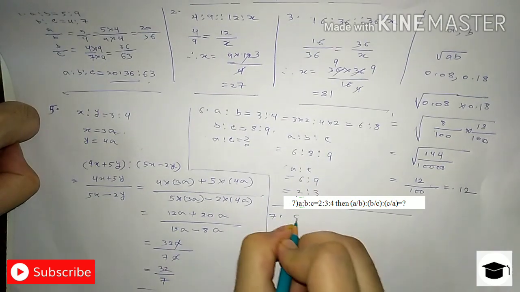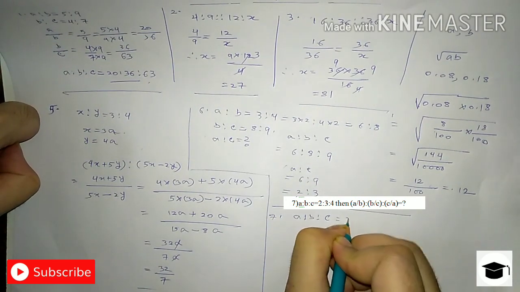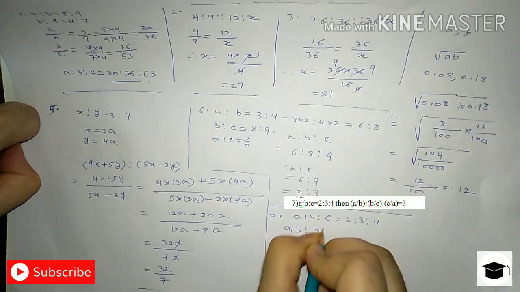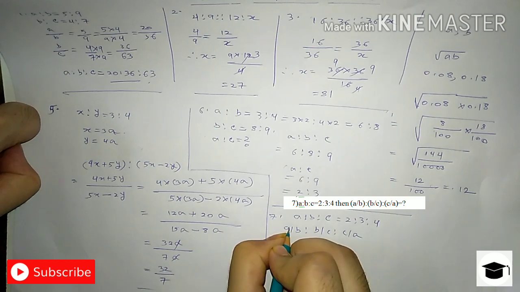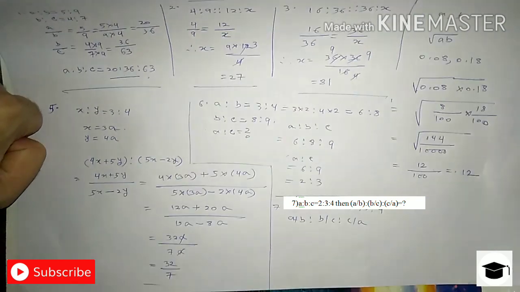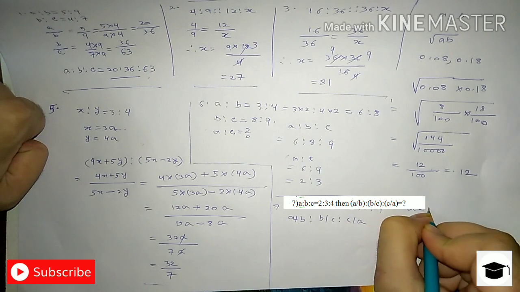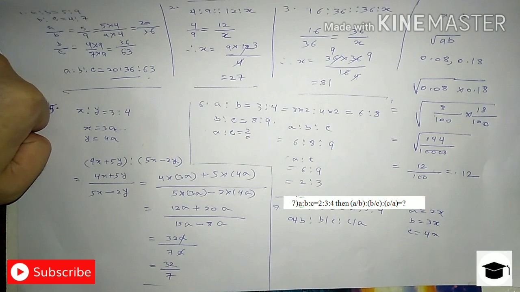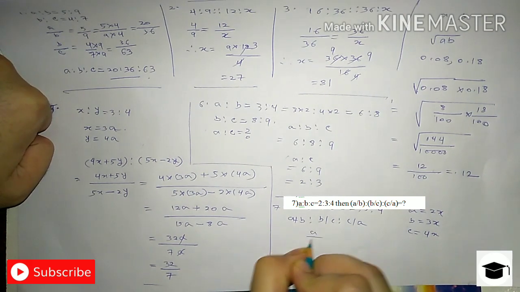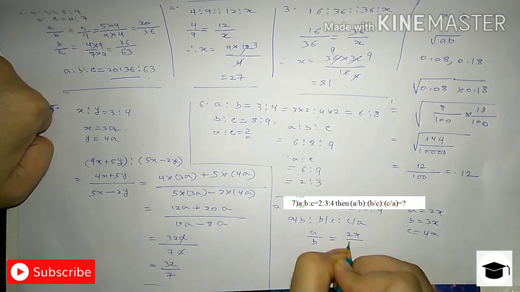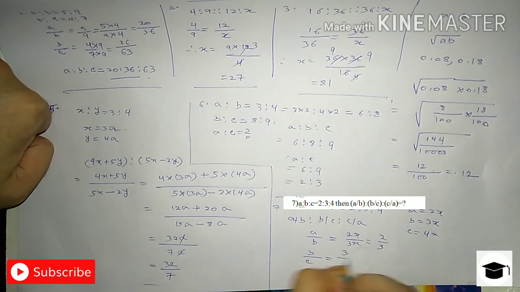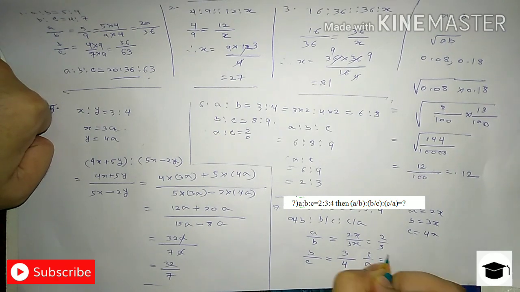A is to B is to C equal to 2 is to 3 is to 4. Then we have to find the value of a by b is to b by c is to c by a. Let us take the value of a equal to 2x, b equal to 3x and c equal to 4x. Now a by b equal to 2x by 3x, that is 2 by 3, b by c equal to similarly 3 by 4 and c by a equal to 4 by 2, that is 2.